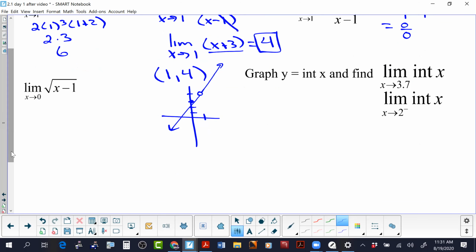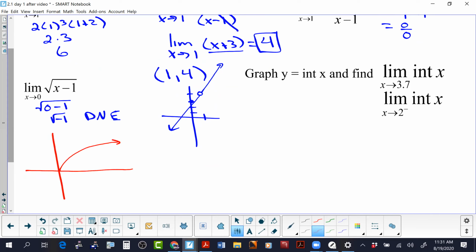If I plug 0 into this, we get square root of 0 minus 1. We get square root of negative 1. So for your homework, the limit doesn't exist. But let's take it a little farther. Now you don't have to do this in your homework, but let's examine why this is happening.